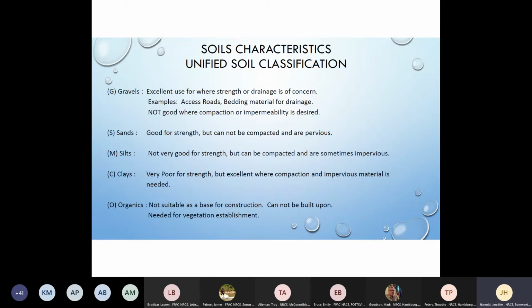So a lot of our fill may be a compacted fill material. We see some clays rolled in, not good for strength, but very good for compaction and impervious. That's good for a liner for a liquid HDPE-lined pond as one of the layers. Organics are not good for construction, but they're great for vegetation establishment. We push our topsoils off to the side and save them to top dress, to get a good stand of green onto the site.